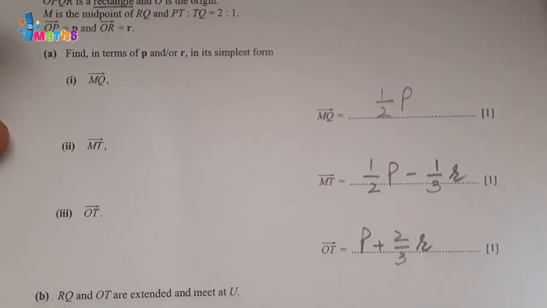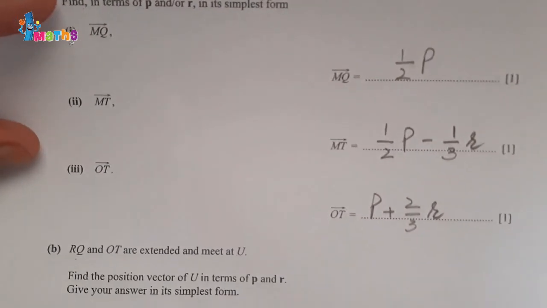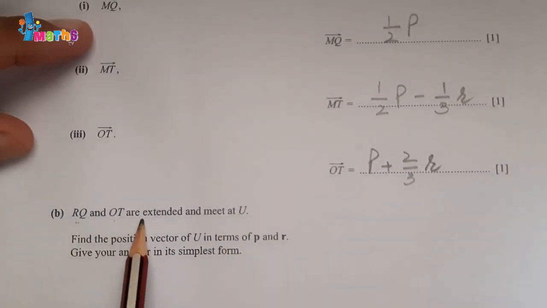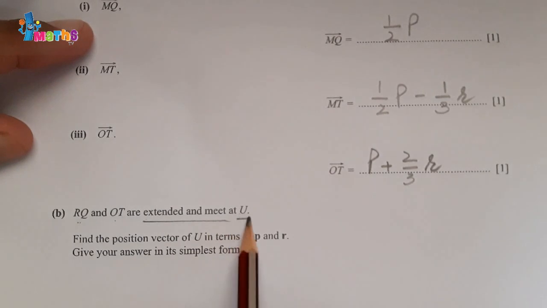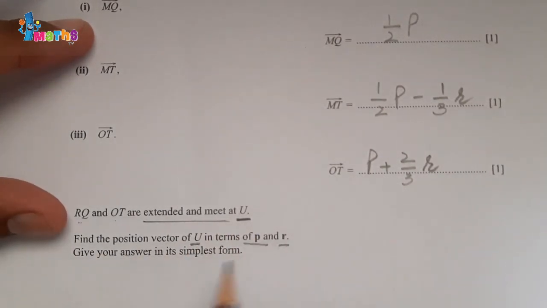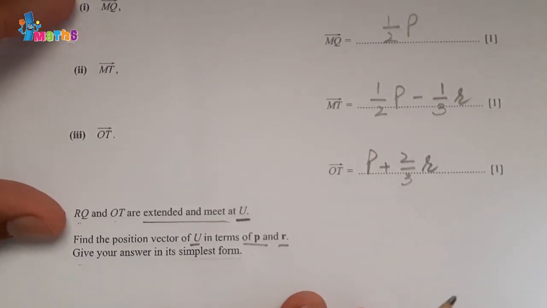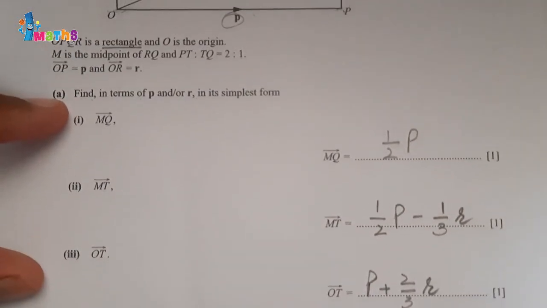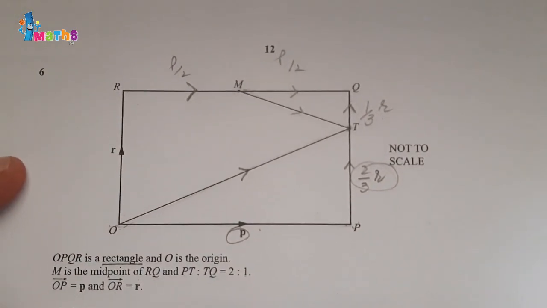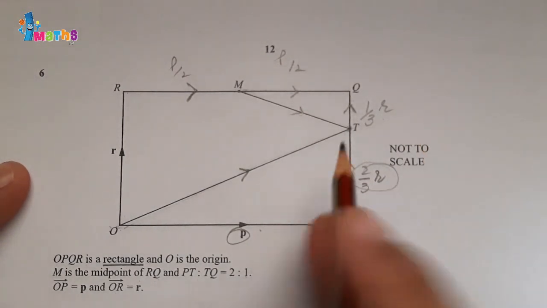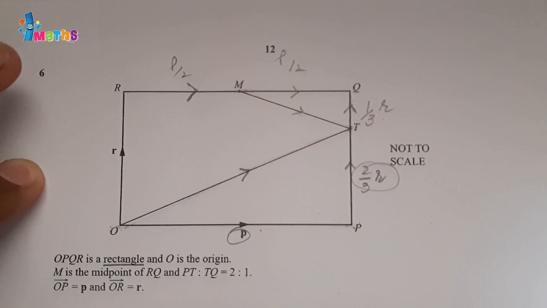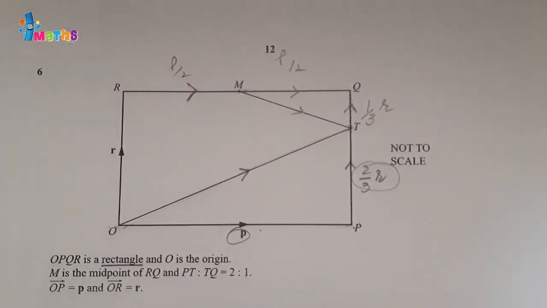RQ and OT are extended to meet at U. Find the position vector of U in terms of P and R. So we will have to extend RQ and OT. So now I will be extending RQ and OT.